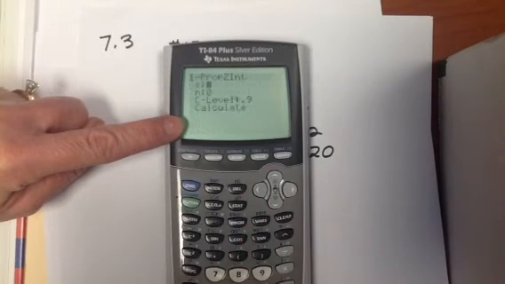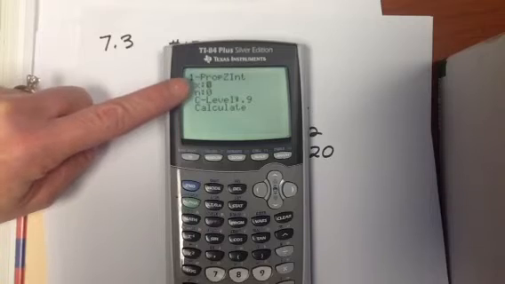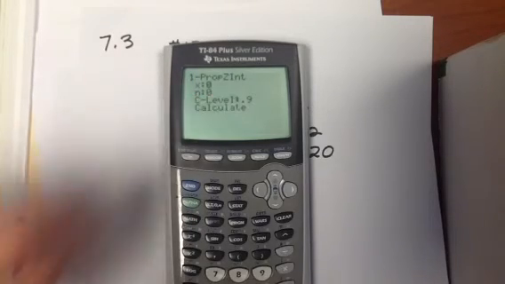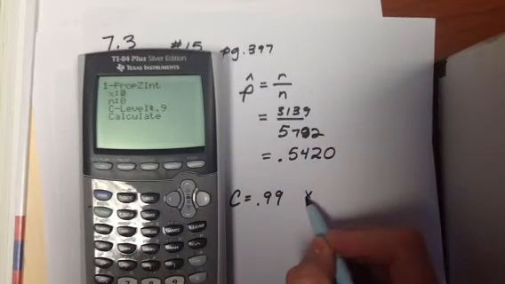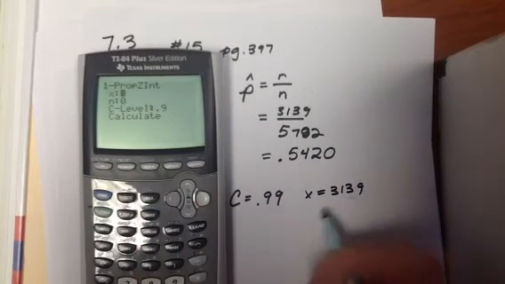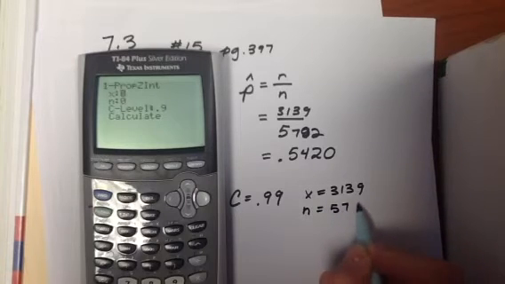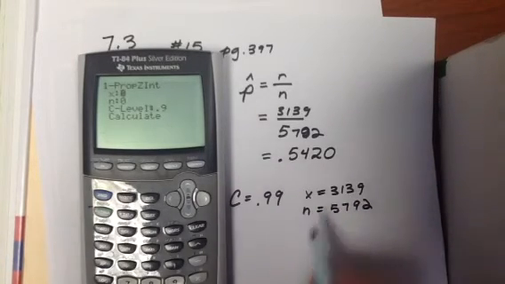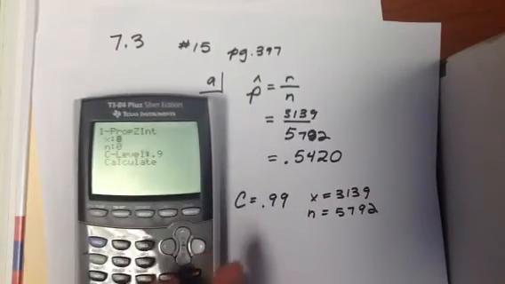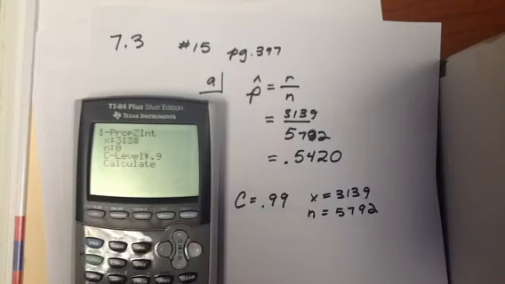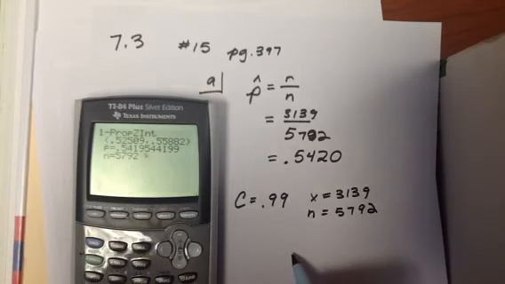So we're going to go to one prop Z interval, and it's going to ask us for our X value, the N value, and our confidence level. So remember the book called this one R, but we know our X is 3139, and our sample size is 5,792. The sample size has to be larger than X, and the calculator will error if you put it in incorrectly. So let's put our X 3139, our N 5792, confidence level 0.99, and calculate.